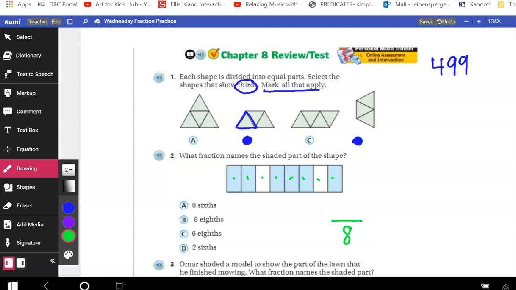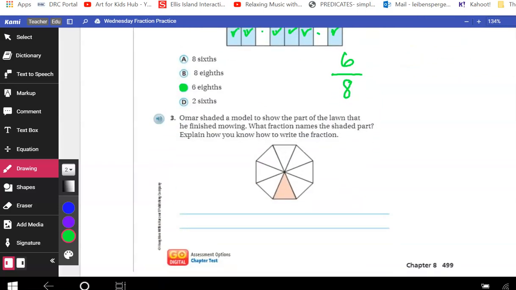And then I'm looking here for the shaded. Sometimes it might call for unshaded. So you have to look to see which one. And I see that there are 1, 2, 3, 4, 5, 6 that are shaded. And I would read that 6/8, so I know that C is my correct answer. Okay, now we're moving down to number 3.